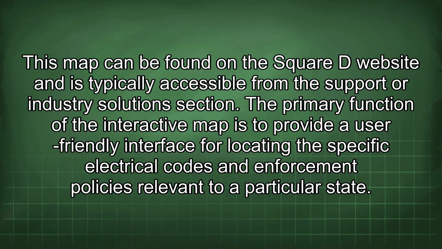This map can be found on the Square D website and is typically accessible from the Support or Industry Solutions section. The primary function of the interactive map is to provide a user-friendly interface for locating the specific electrical codes and enforcement policies relevant to a particular state.